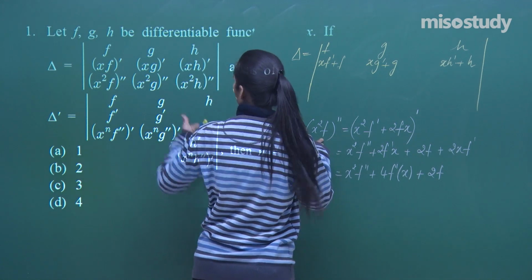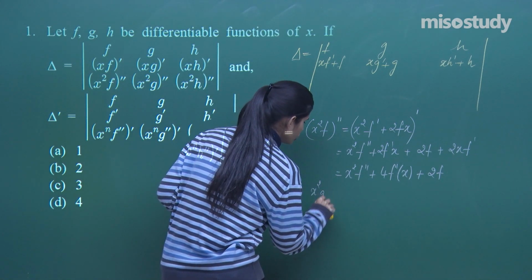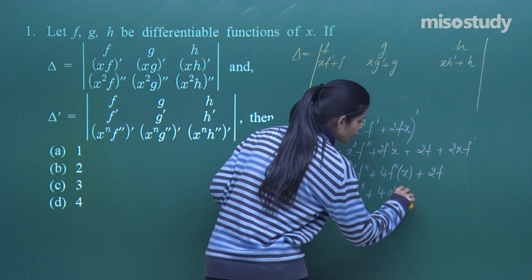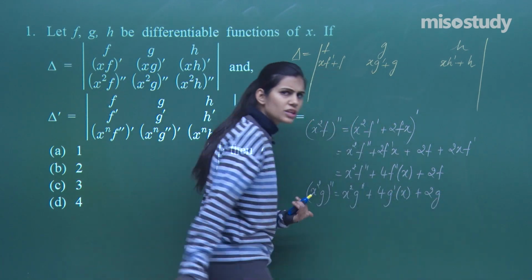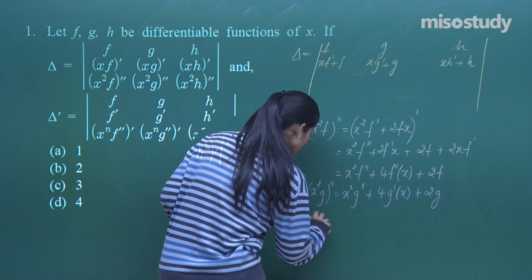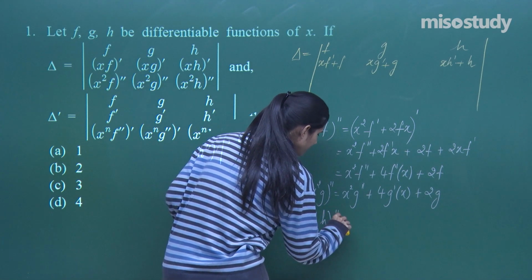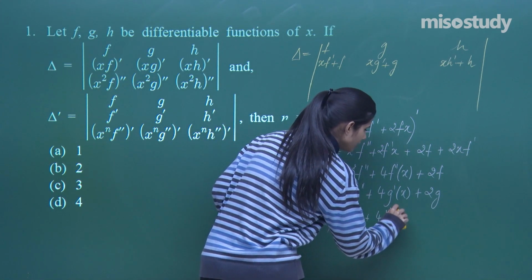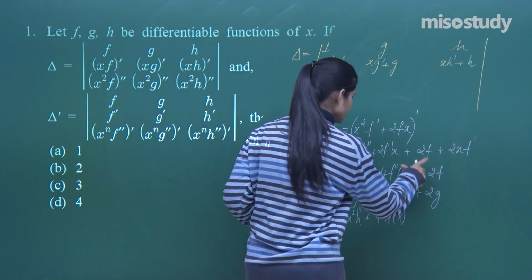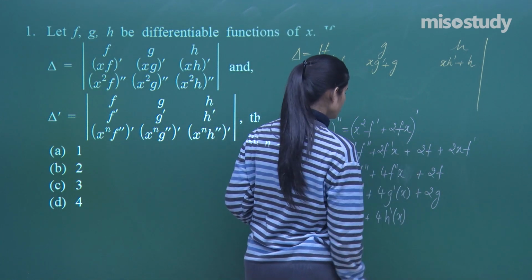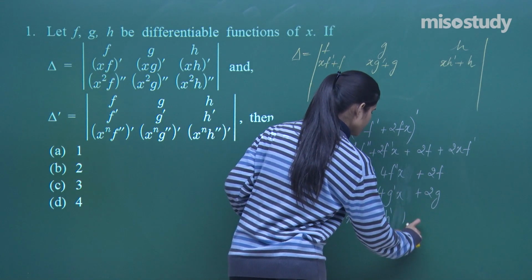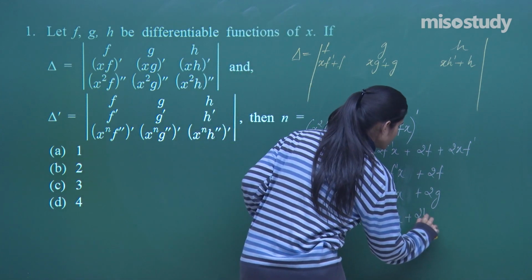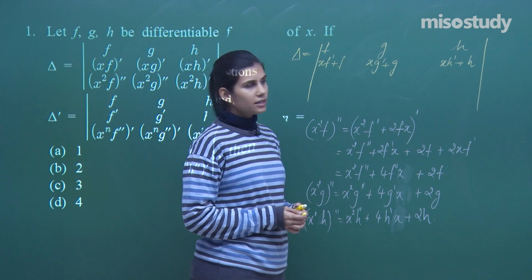Exactly similarly, in place of f you will get g. So x square g double dash will be x square g double dash plus 4g dash x plus 2g. Just replace f by g, rest everything is going to be the same. And similarly x square h double dash will be x square h double dash plus 4h dash x. This is not f dash of x, this is actually f dash into x. G dash into x, h dash into x, because x independently is one function given over here, plus 2h. Is it clear?